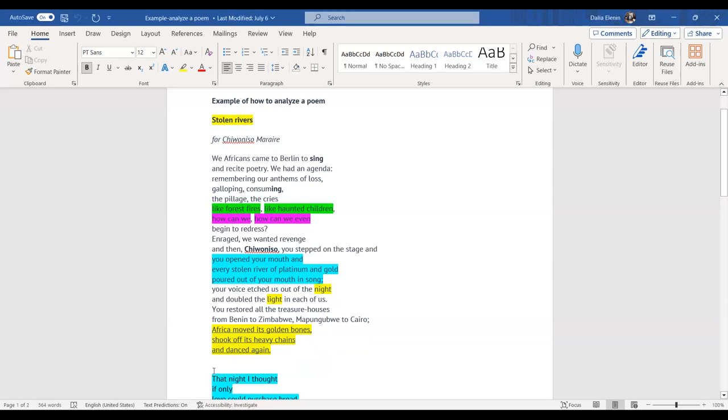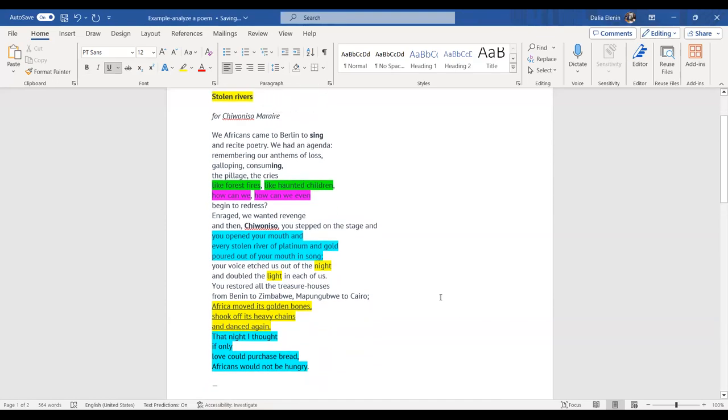I think the sad story is about how other countries stole gold and resources from Africa, and so there is a leader stepping up in Africa to try to reclaim the gold. Absolutely. So the poet here in this poem is trying to express his feelings and sad feelings about what happened to Africa.